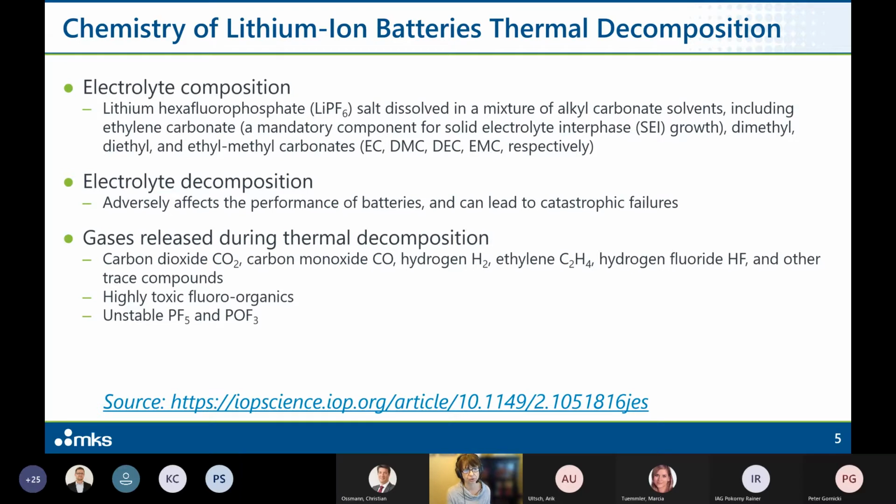And some fluoroorganics, and also unstable phosphorus-based PF5 and POF3, which typically we have not seen in very large quantities because they're unstable, but that can be present as well.